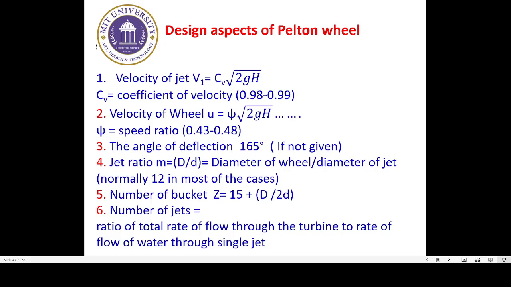The jet ratio is represented by the symbol m, which is nothing but the capital D divided by small d. Capital D is the diameter of the wheel, and small d is the diameter of the jet. And normally the value of the jet ratio is taken as 12 in almost all the cases as far as the design of the Pelton wheel is concerned.